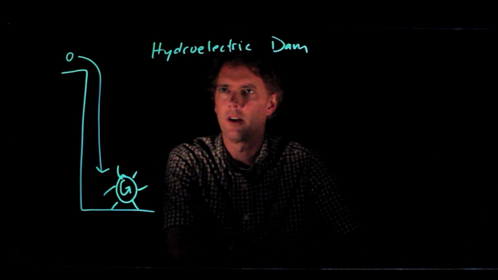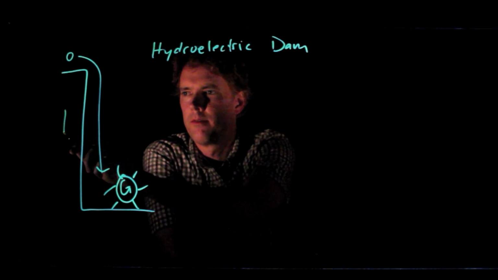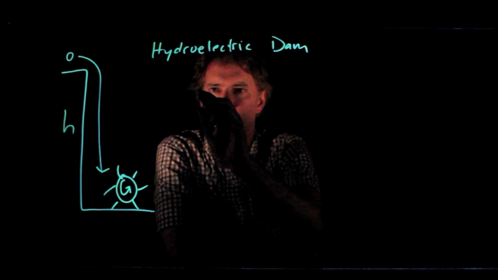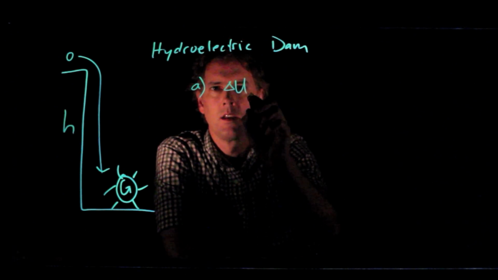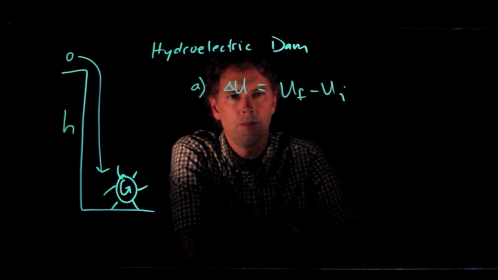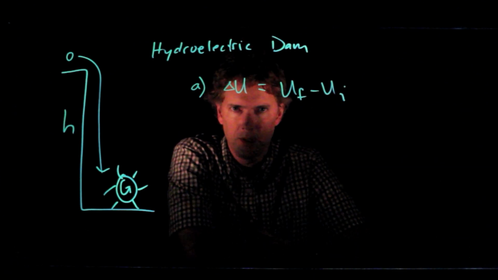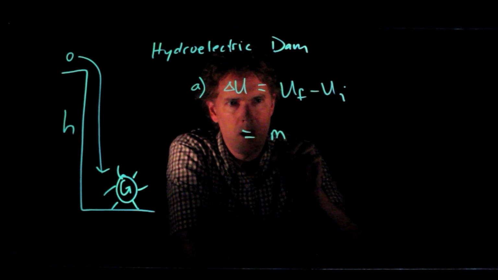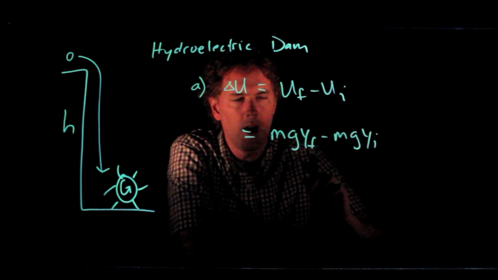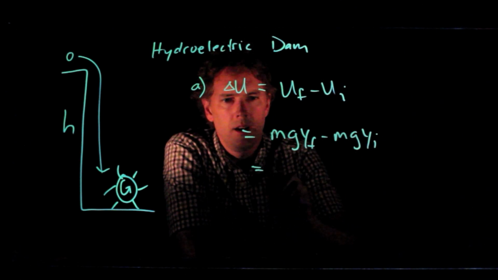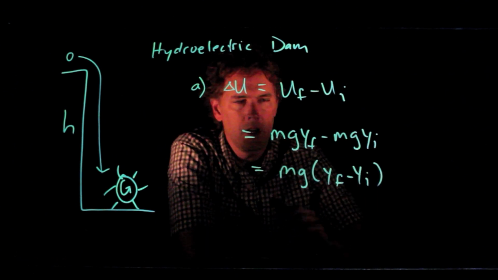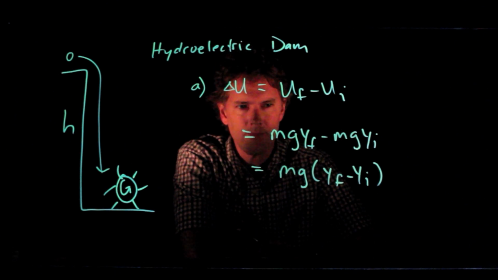So the first question here is, let's say we have water falling of height h. What is the change in gravitational potential energy? So delta U is simply U final minus U initial. And since we're dealing with gravitational potential energy, this is equal to mg Y final minus mg Y initial. All right. mg factors out. We can write it as mg times the quantity Y final minus Y initial.